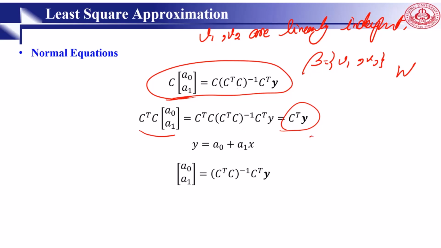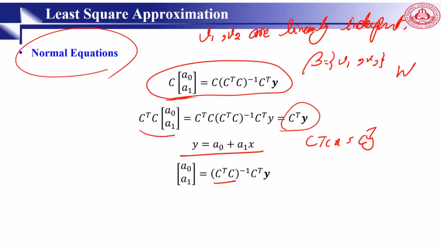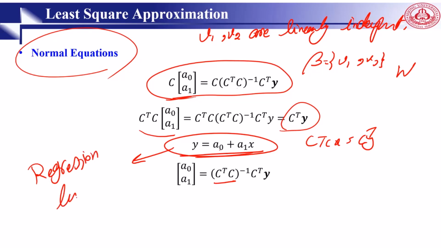The matrix equation CX is equal to C transpose Y corresponds to a system of linear equations that is called the normal equations. So the line of best fit occurs when a0 and a1 are the solution of the normal equations. Because C transpose C is invertible, the least squares line has the equation y equals a0 plus a1 x. This is called the regression line. So we can say that a0 and a1 equal (C transpose C) inverse C transpose y.